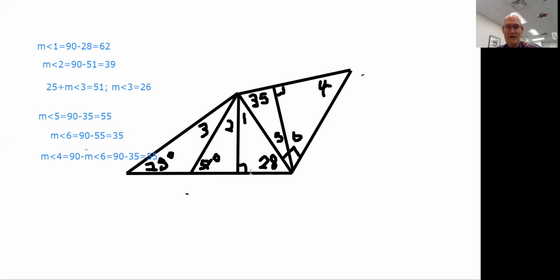And the fourth corollary says there can only be one right angle and one obtuse angle in a given triangle. One right angle or one obtuse angle. You can't have both at the same time.